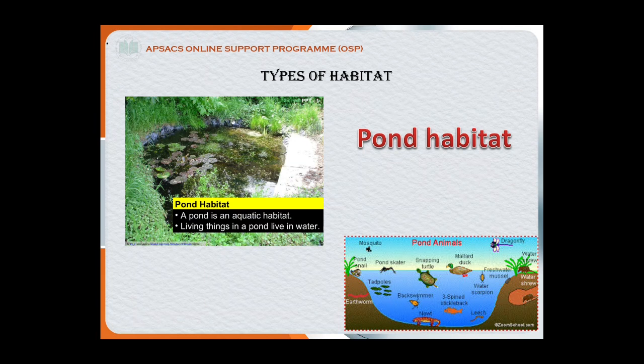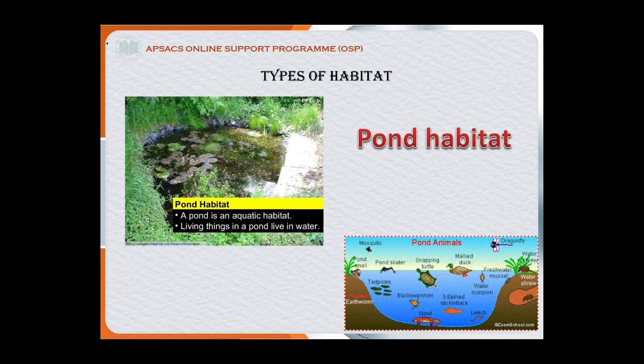Now we will learn some different types of habitat. The first habitat is the pond habitat. A pond basically includes a small land area outside the edge of the pond. A pond is an aquatic habitat and living things in a pond live in water. Some examples of animals or plants which live in a pond habitat are pond skater, duck, dragonfly, some ferns, some mosquitoes, some insects, some kinds of fishes, etc.